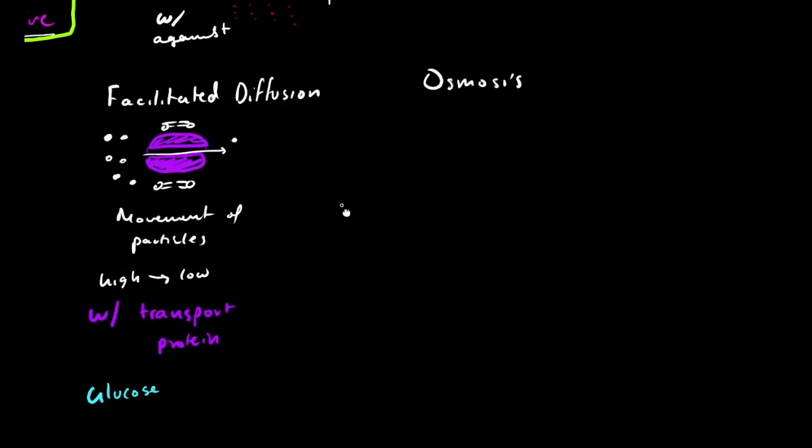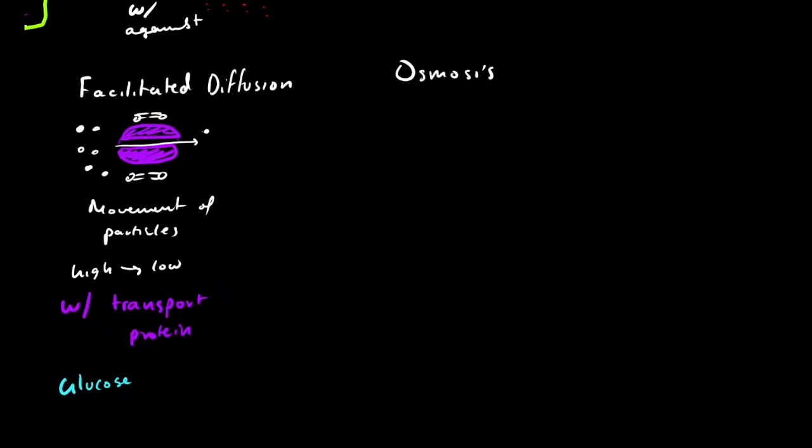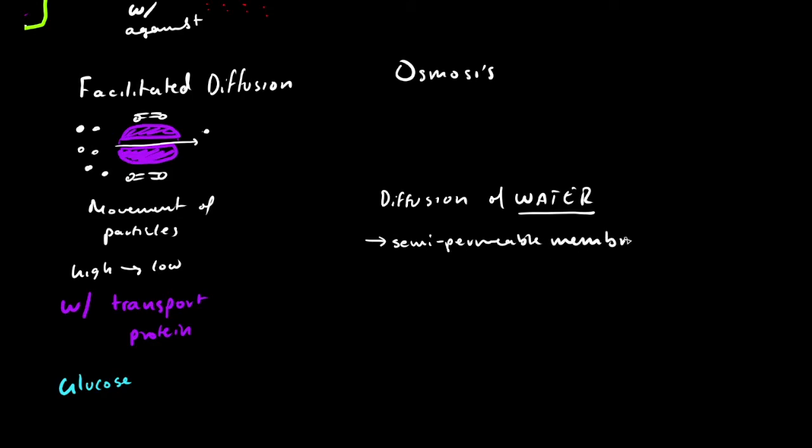And lastly, we have osmosis. Now, osmosis, as defined, is essentially the diffusion of water, and very specifically water, through a semi-permeable membrane until the solution, or this area of water, reaches what we call a dynamic equilibrium. What exactly is a dynamic equilibrium?